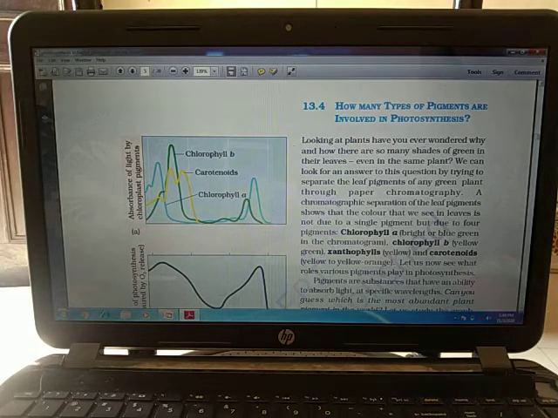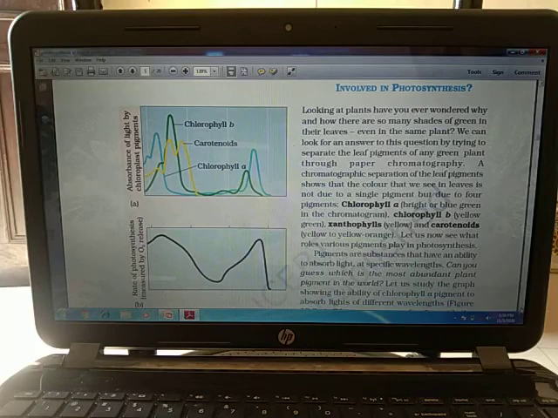Now the action spectrum: the graphic curve depicting the relative rate of photosynthesis at different wavelengths of light is called the action spectrum. So under different wavelengths, different rates of photosynthesis take place, and that can be depicted. That is particularly called the action spectrum. Here you can see it.